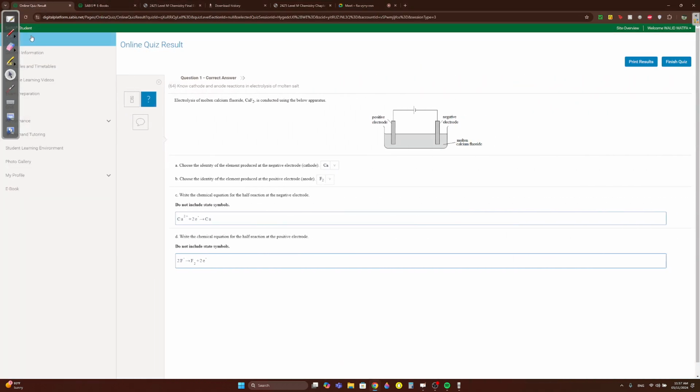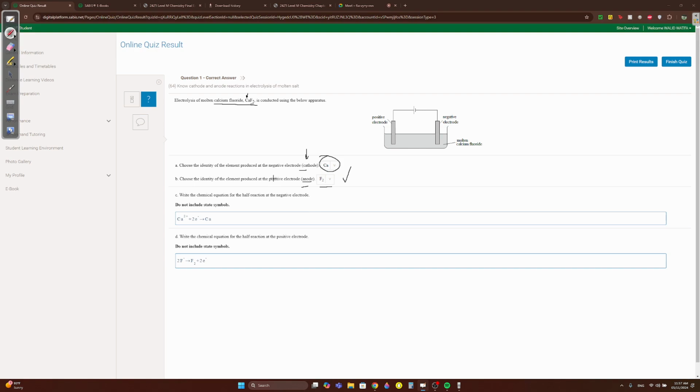Now the quiz. We're doing the electrolysis of molten calcium fluoride using the below apparatus. Which one's the cathode? Which one's the anode? Obviously, the cathode always attracts the cation, so what are we going to have? Ca. The anode, obviously, is the non-metal, the anion, F2.